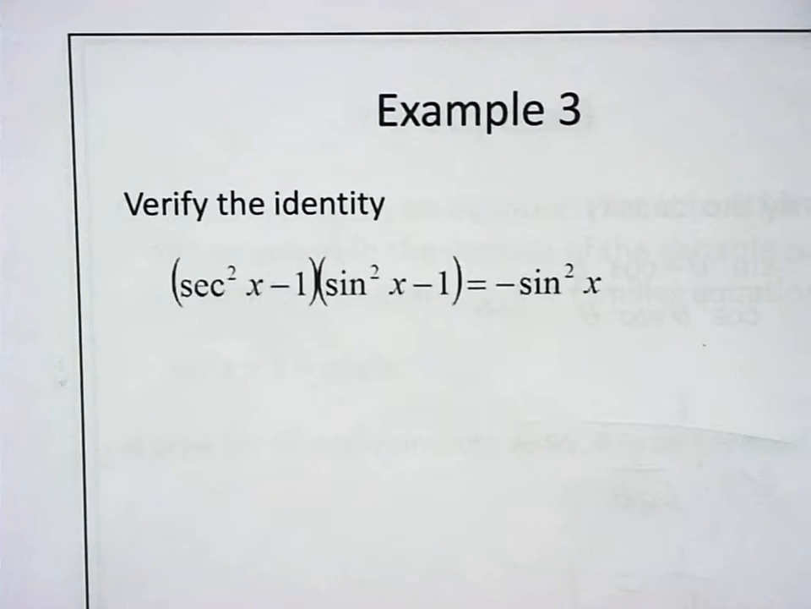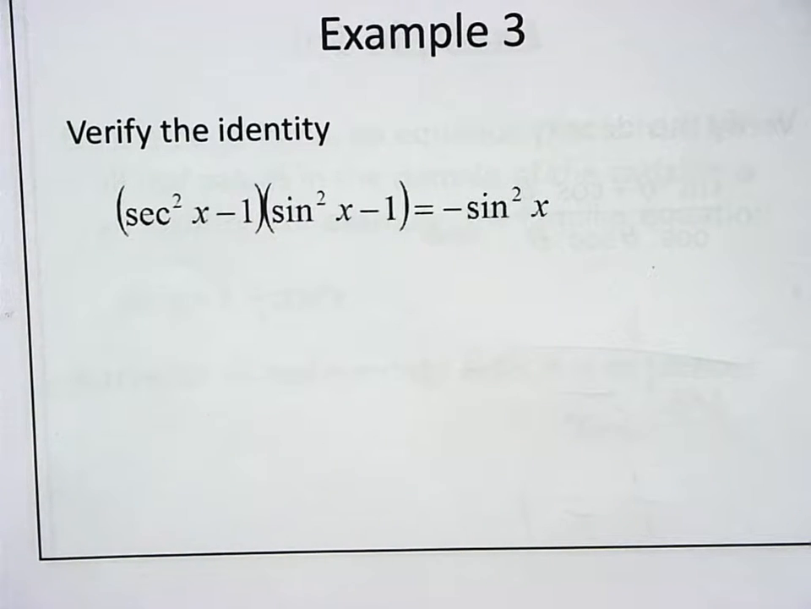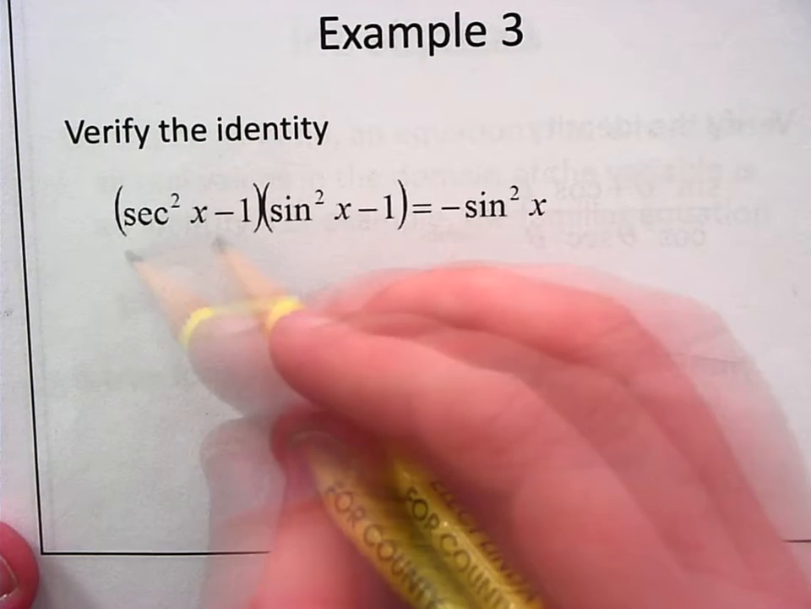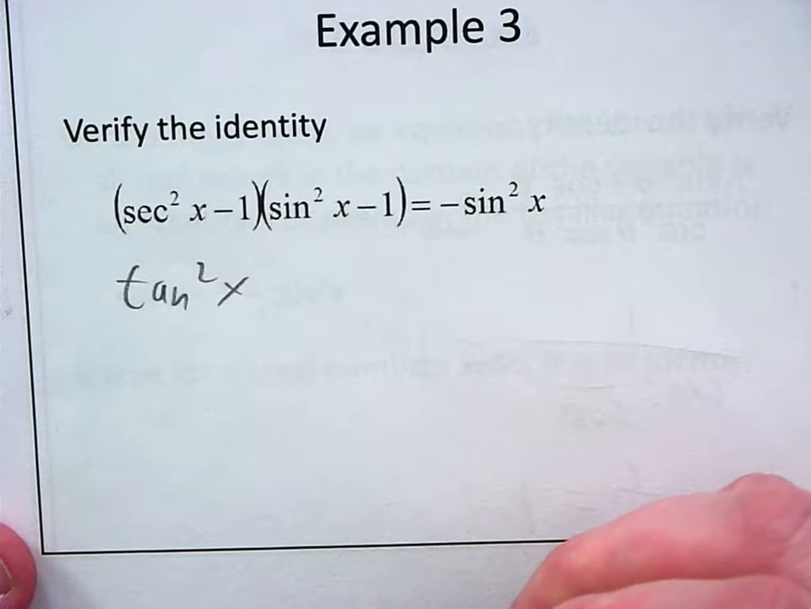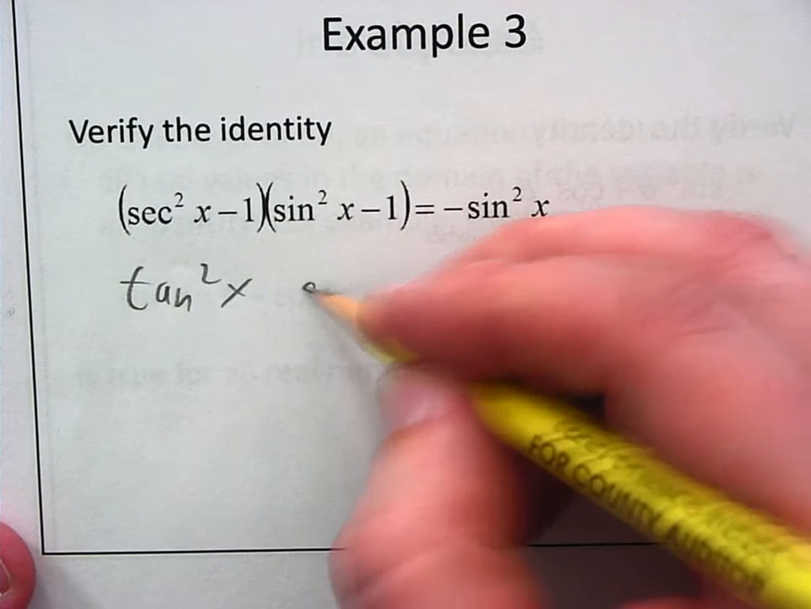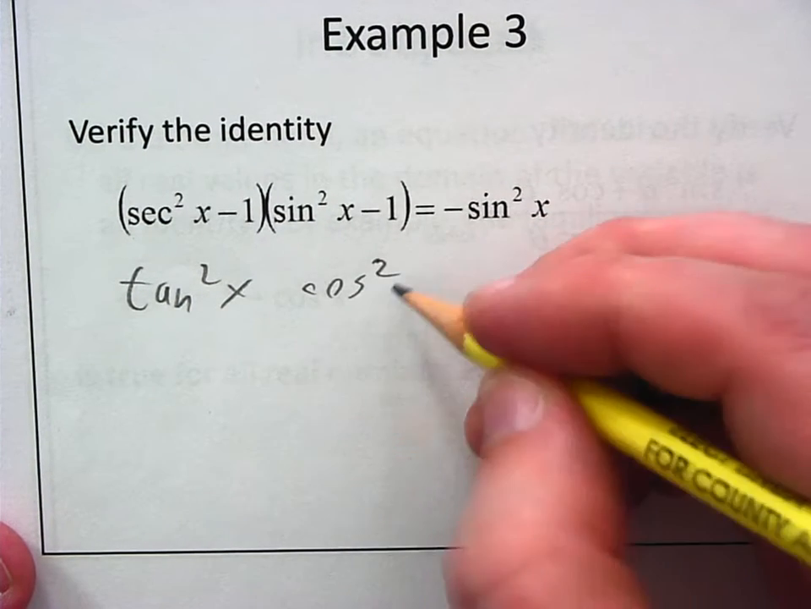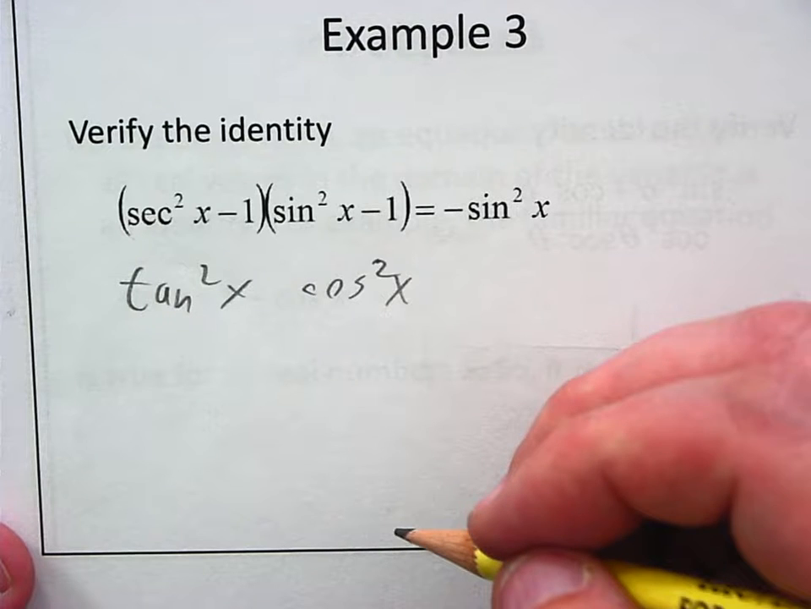Okay. Here. Left again. Any ideas? For the left one, secant squared x minus 1 is equal to tangent squared x. Sine squared minus 1 is cosine squared. Why would it be negative?